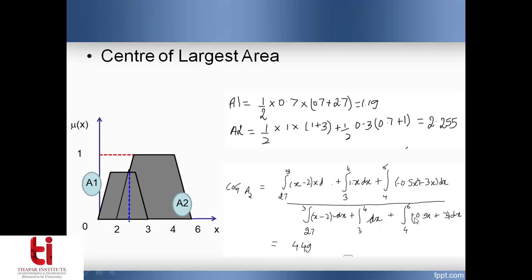Next is the center of largest area. In the center of largest area, I can divide my aggregated fuzzy set into two regular structures whose area I can find out. So I can divide this aggregated output into two regular structures. Both are going to be trapezoids. This is one area, this is another area. Okay. So first I try to find the area. A1 is the area here, A2 is the area here.